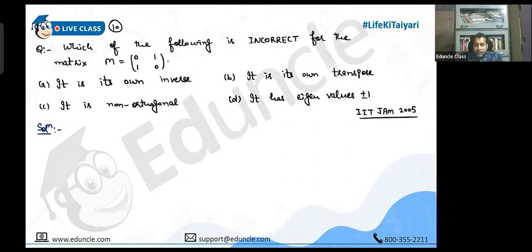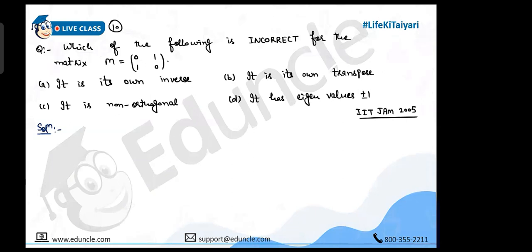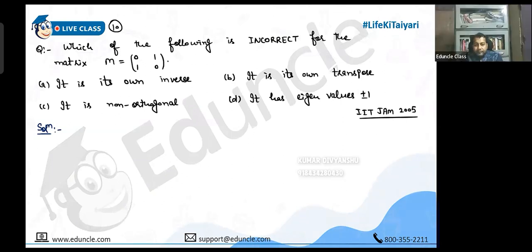Very good Aditya, Jayshree, Arun, Rita. You had to tell the incorrect one, Durga, not the correct one. Sorry, sir. Yes Kapil. Yes Durga. So clearly it is its own transpose, so this option is correct and this will be wrong. And eigenvalues are coming out to be -1 and 1. You can check from the eigenvalue equation.